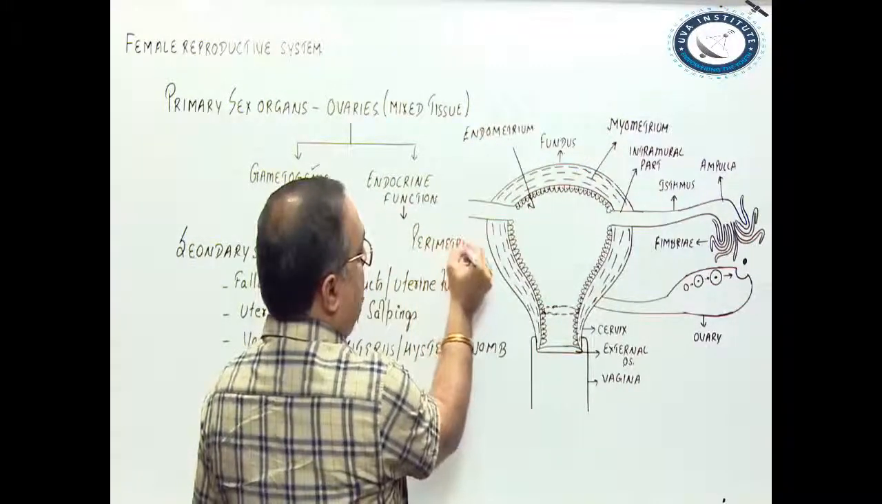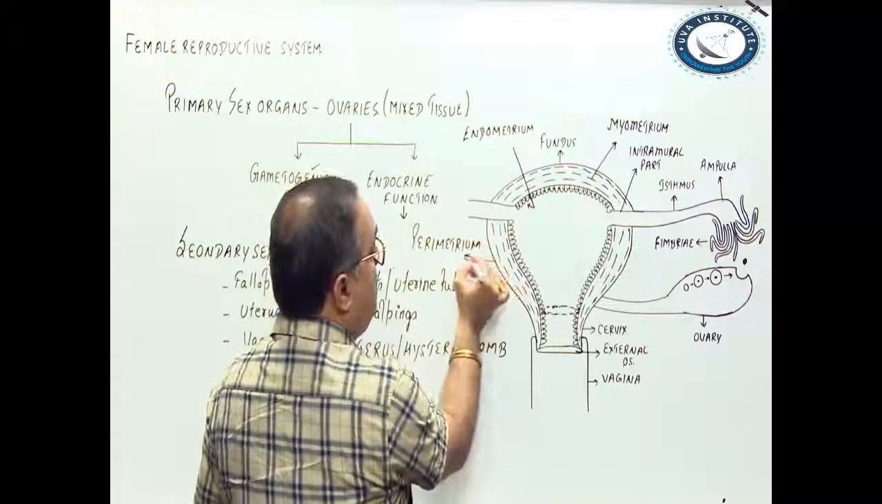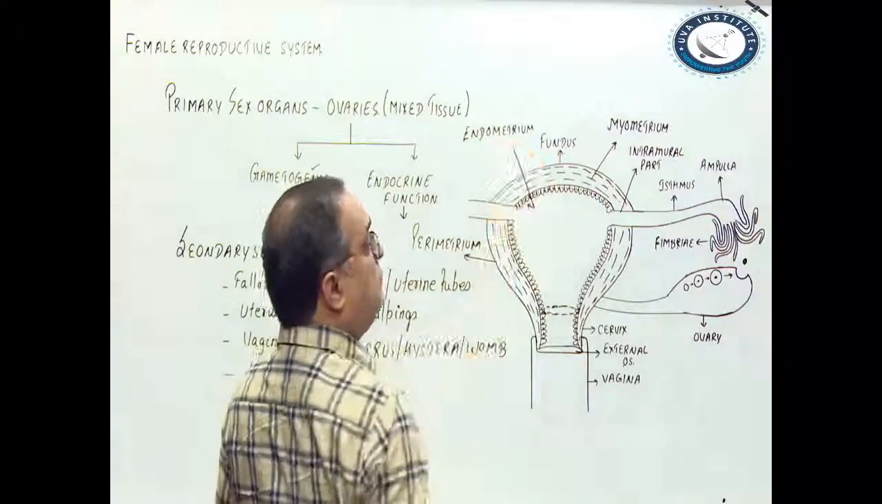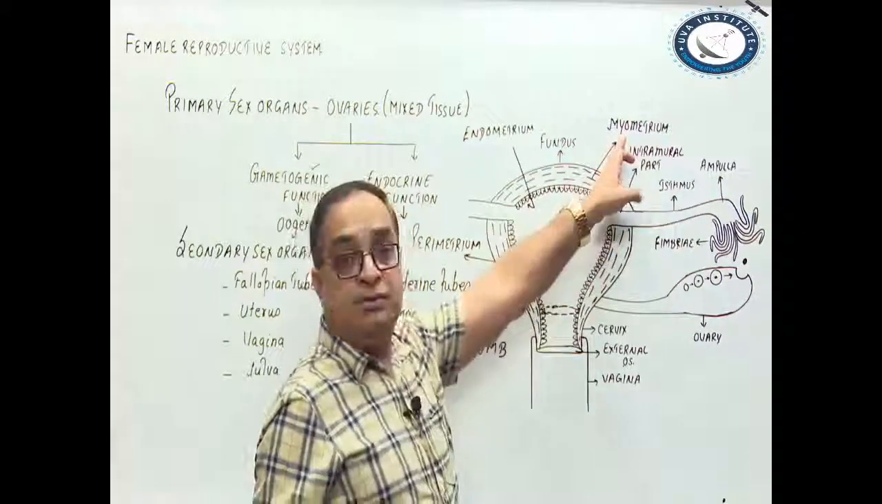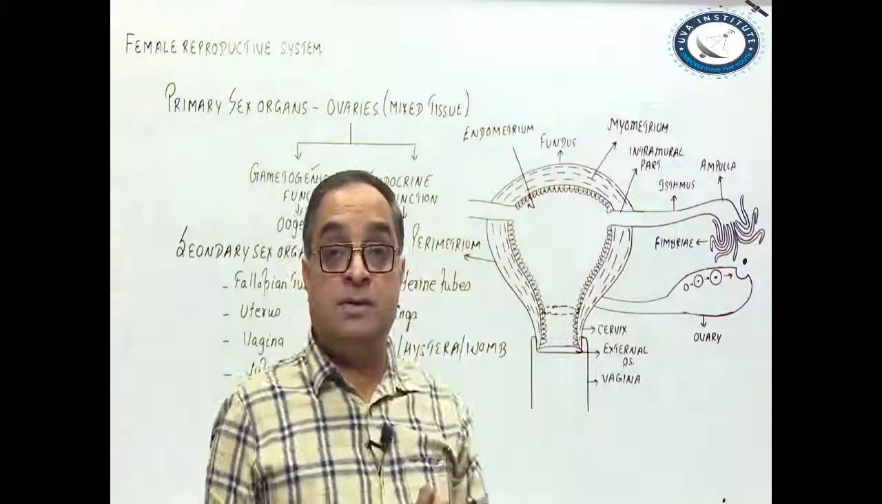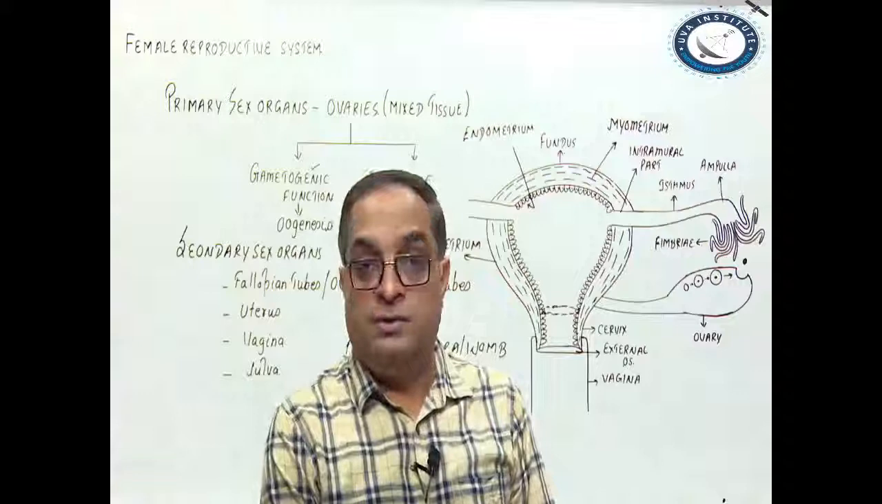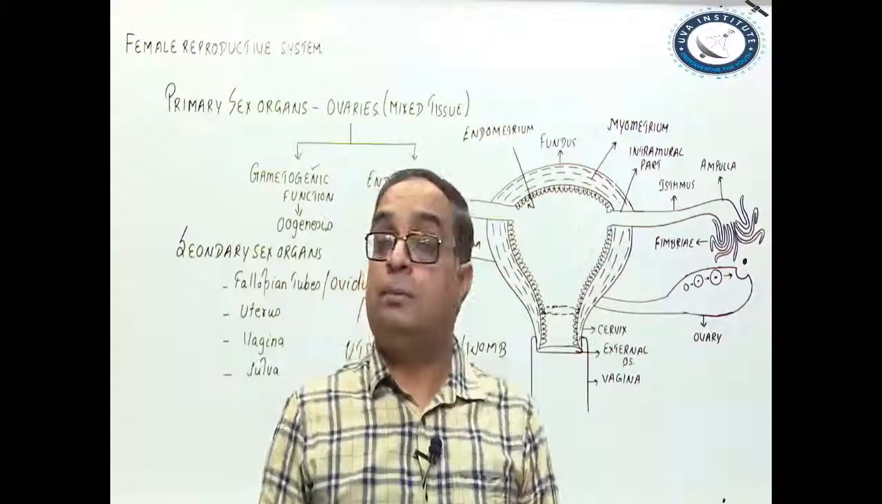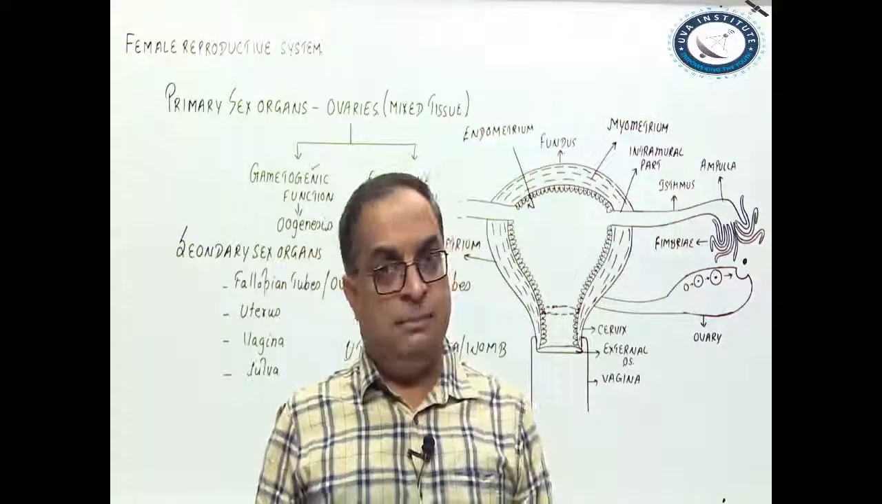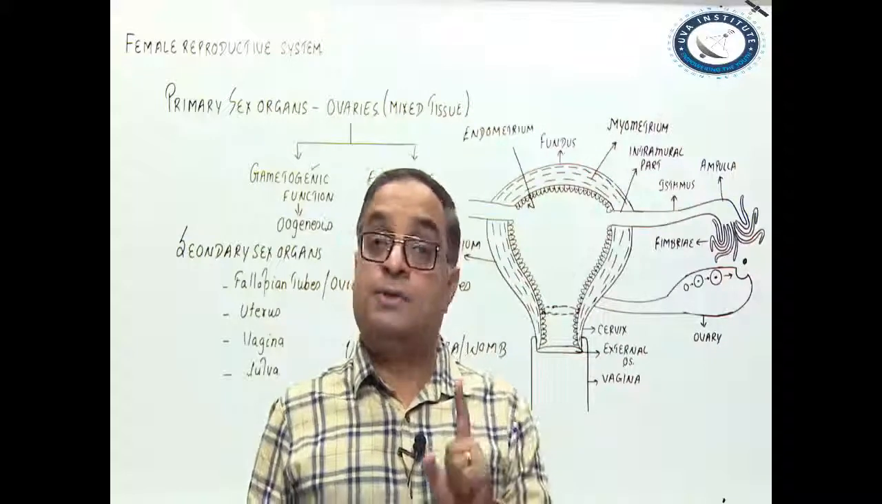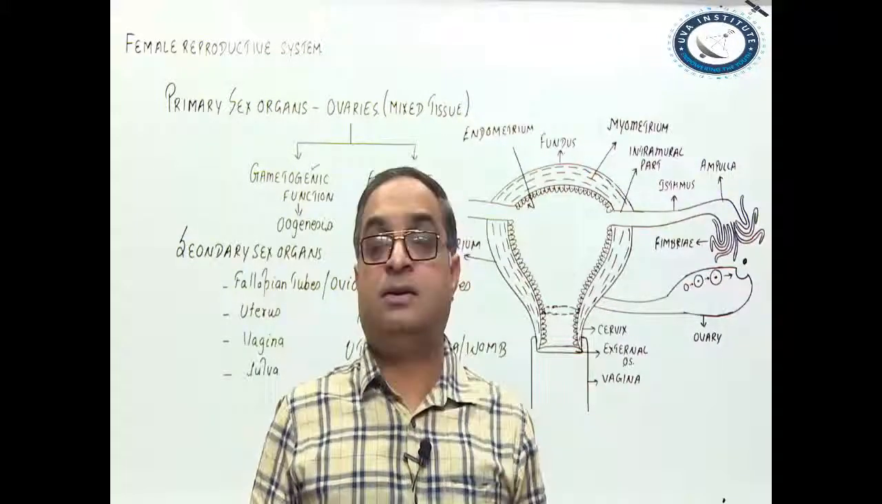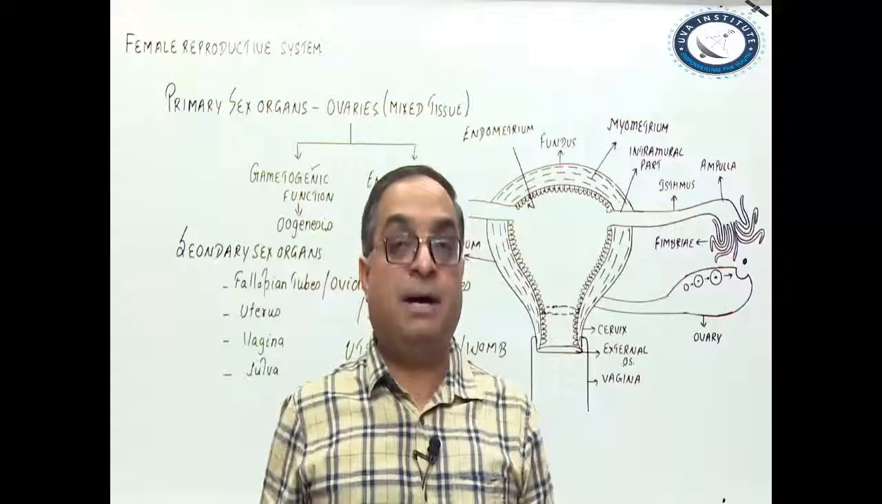The outermost layer is perimetrium. The middle muscular layer of the uterine wall is called myometrium. This myometrium has smooth muscles. Smooth muscles, as you know, are involuntary. Progesterone hormone inhibits their contractions and maintains pregnancy. Oxytocin hormone stimulates their contractions and results in parturition.